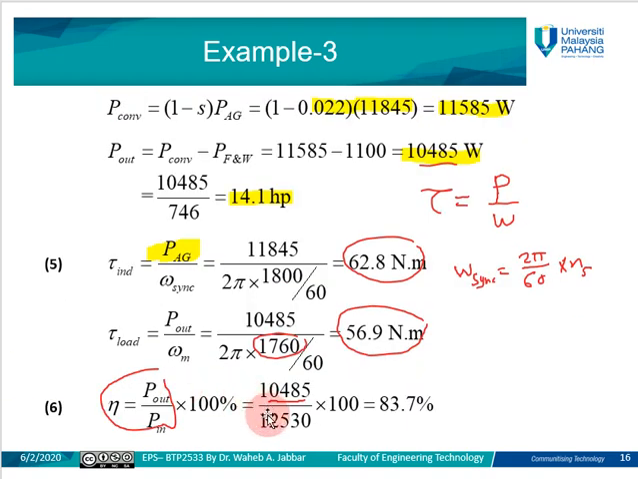So you just substitute 10,485 over 12,530 times 100. This will be the value of our efficiency of the induction motor.